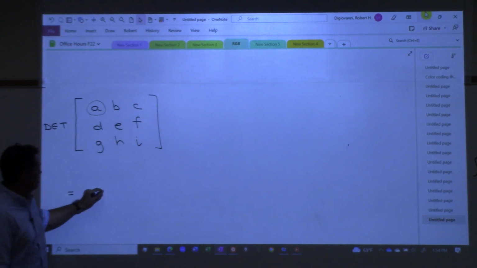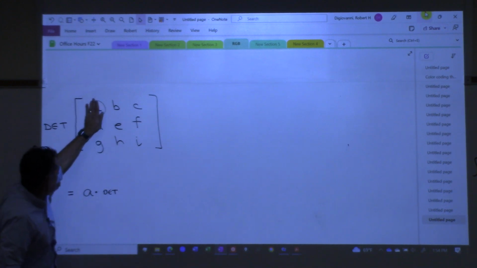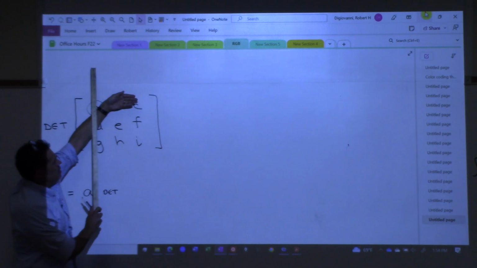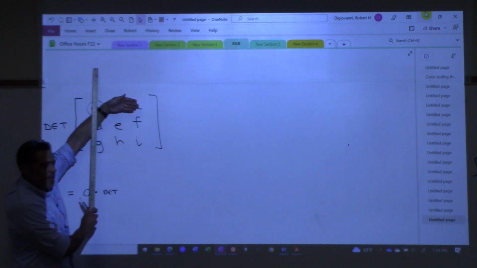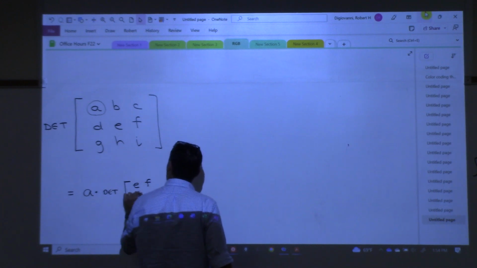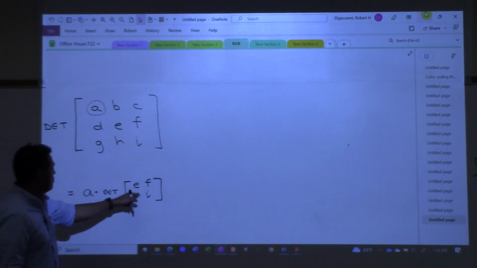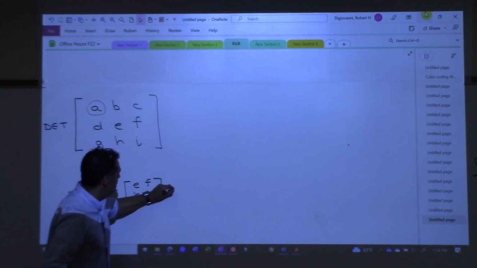Times the determinant of, you call it the minor, good. Once you pick A, you're wiping out this column and this row. You just ignore them. And you see those letters remaining, right? You need the determinant of that. So that would be determinant of E, F, H, I. Okay, good, that's the beginning. Now what? And then you have to alternate the sign. So this was positive A times the determinant of what remained. Now you switch the sign and go minus.